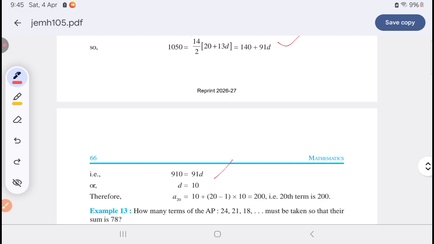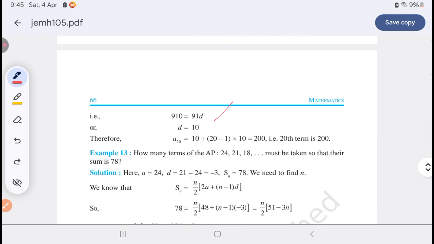So the difference is 10. Then the 20th term is a plus n minus 1 into d. Here the first term is a. 20th means n minus 1. Then d is 10. So 200 is the 20th term, 200.